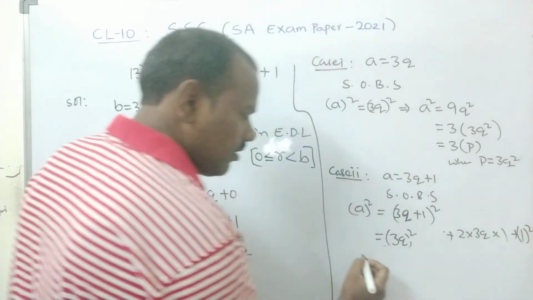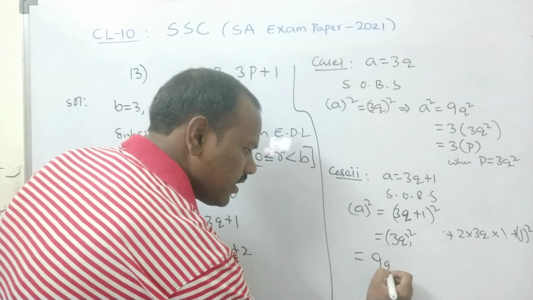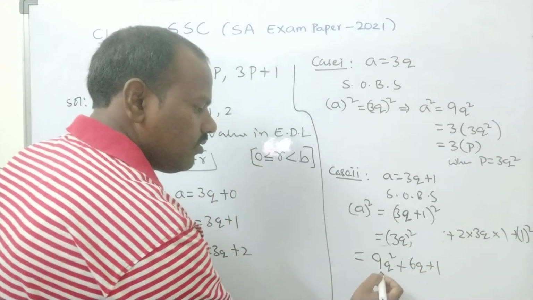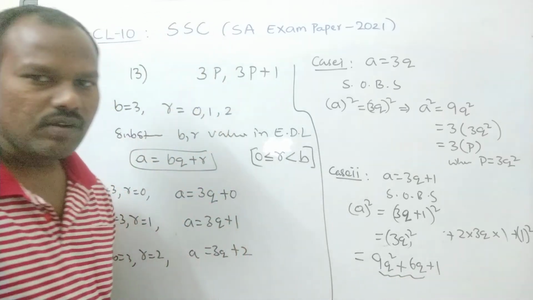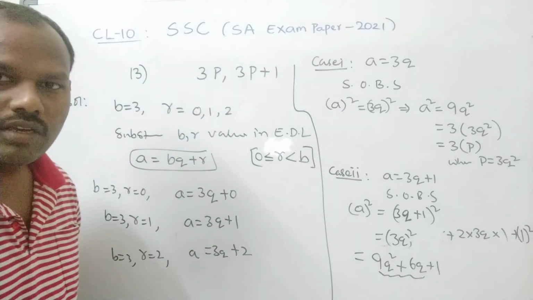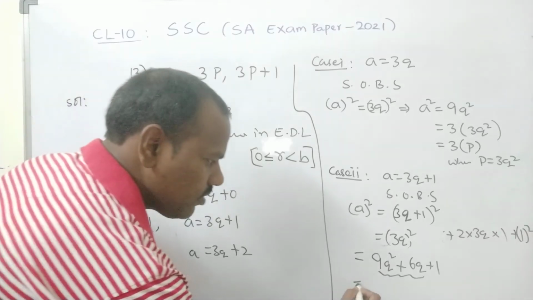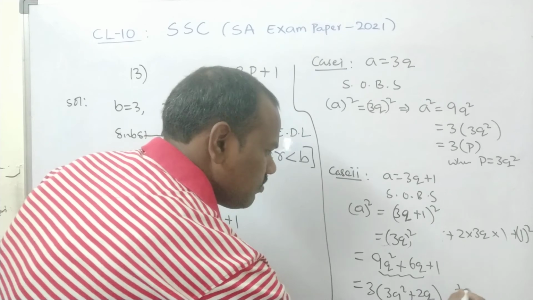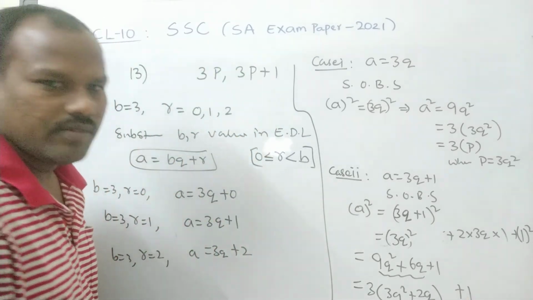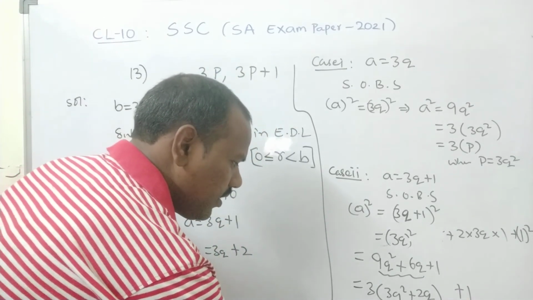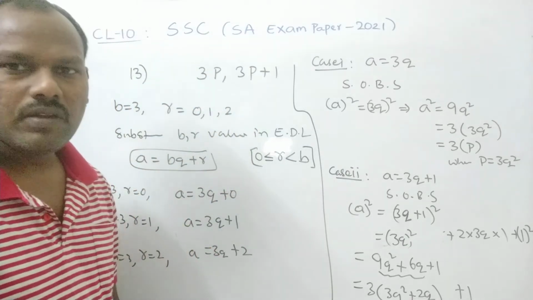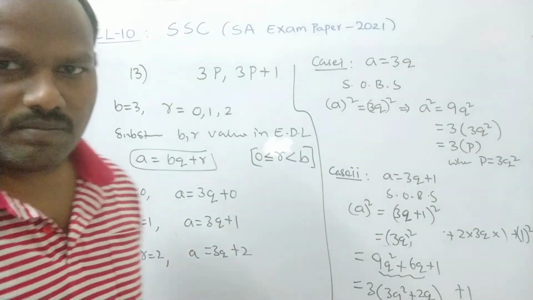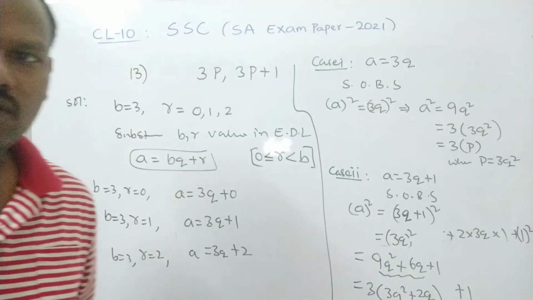Okay, clear? So 3Q whole square we get 9Q square, 2 into 3 equal to 6Q, plus 1. So we can take 3 common from the first two terms. If you take the common from the first two terms, you will get 3 into 3Q square plus 2Q. Plus 1 will be outside, because I can't get the common here. So I get 3 into p, plus 1. So we got the 3p plus 1 format.